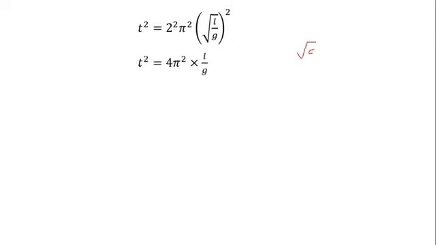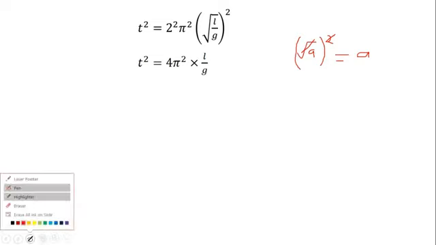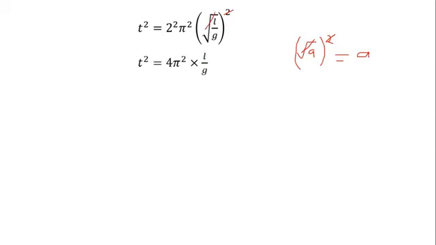So we have the square root of a, and you square this. You square the square root of a. The square will cancel the square root sign to give you a. So if you have the square root of L over G and you square it, the square is going to cancel the square root sign, so that we have L over G. Now this L over G is multiplying what we have here. So we are going to have 4 pi squared times L over G.